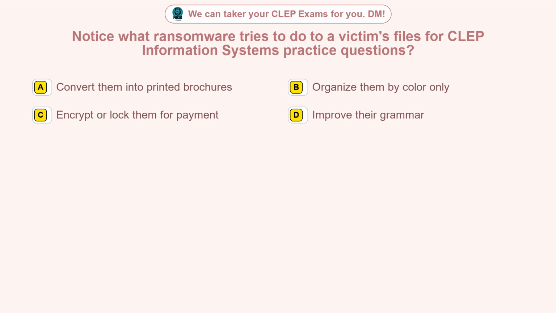Question 42. Notice what ransomware tries to do to a victim's files for CLEP Information Systems practice questions. Option A. Convert them into printed brochures. Option B. Organize them by color only. Option C. Encrypt or lock them for payment. Option D. Improve their grammar. The correct answer is option C. Encrypt or lock them for payment.